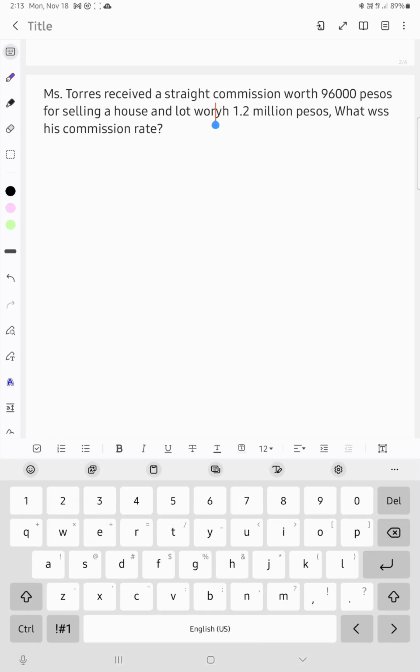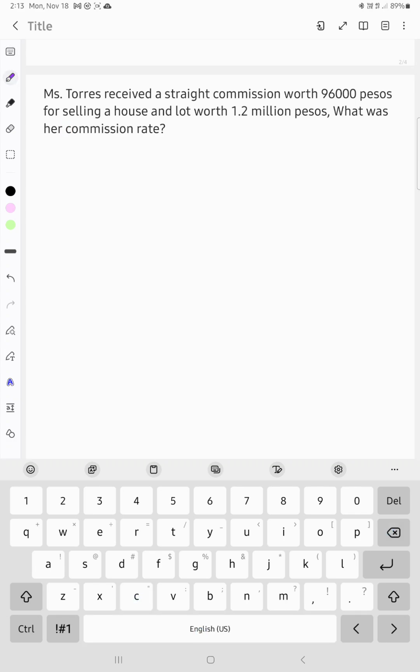House and lot worth 1.2 million pesos. What was her commission rate?